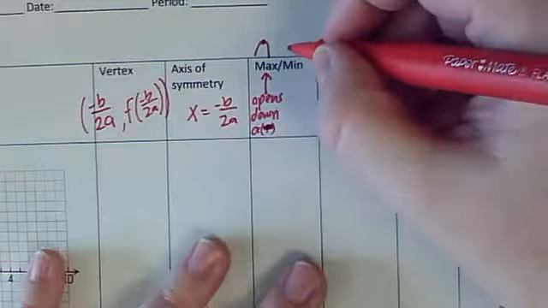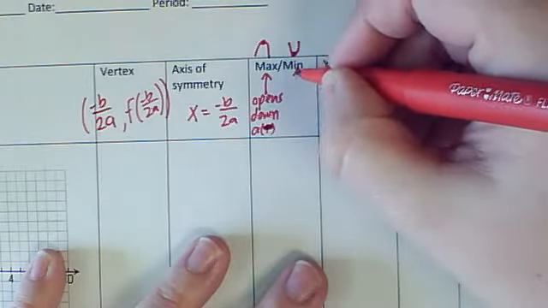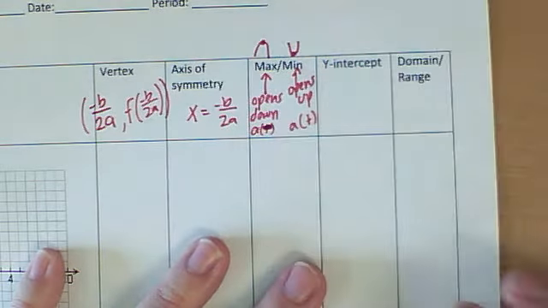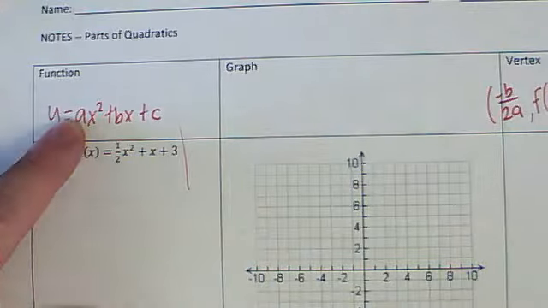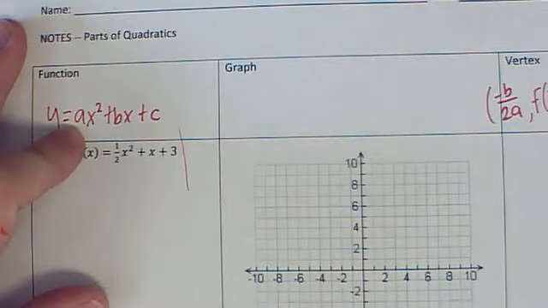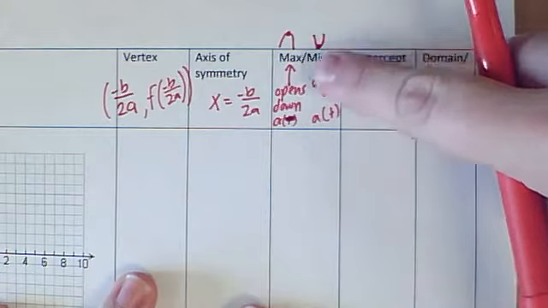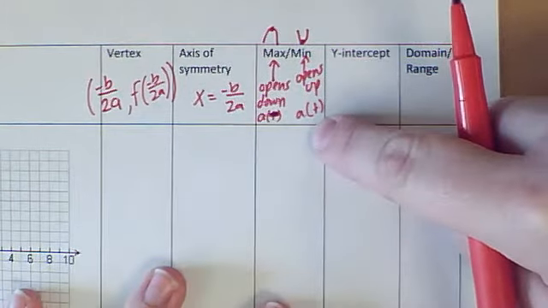Okay. If there's a minimum, that means it opens up, and this is where a is positive. So if our a is positive, there's no negative sign in front of it, then your parabola will open up, there will be a minimum value, and it's going to be a positive value.